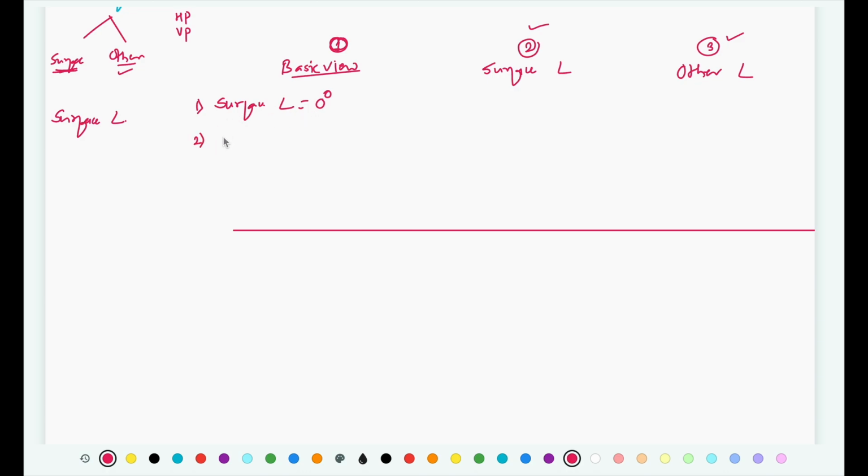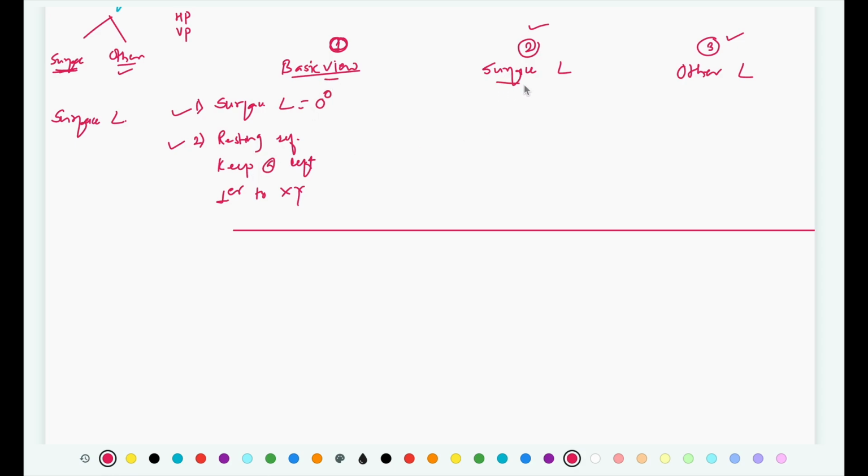Second thing, find the resting reference. Find the resting reference, then keep that resting reference at left, and try to keep that resting reference perpendicular to xy. These two things we are supposed to do to draw a basic view.